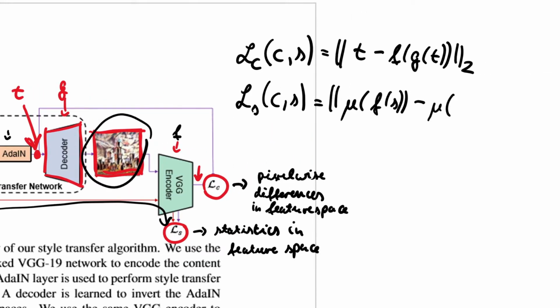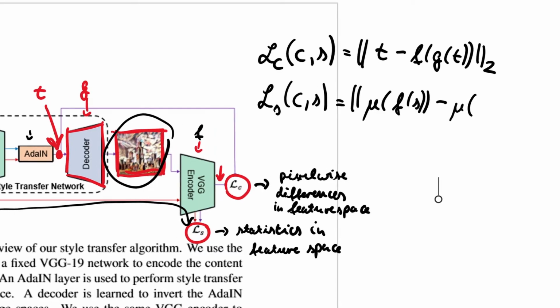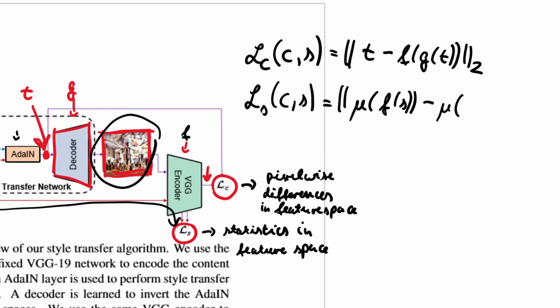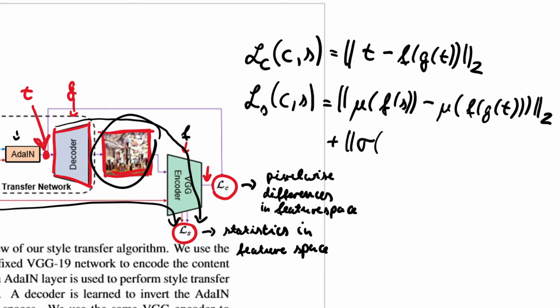Minus mu, once again we're just comparing the statistics, so in this case the average of G, well, yes, F of G of T. So this is again going this route here. So we add this as well, and we do the same thing with the variance, F of G of T.